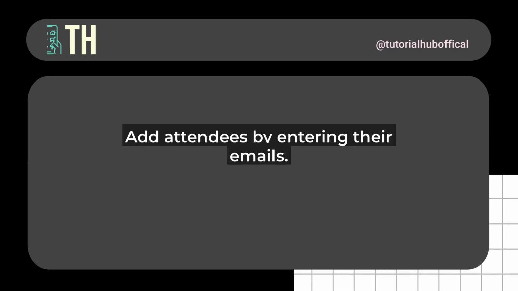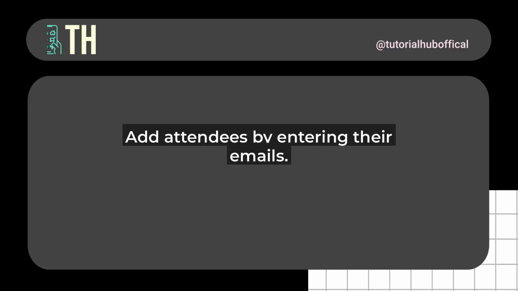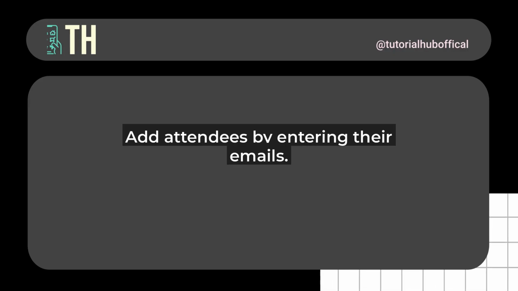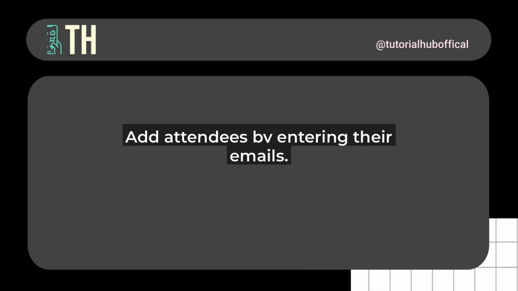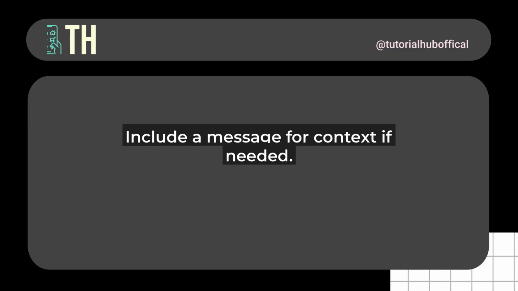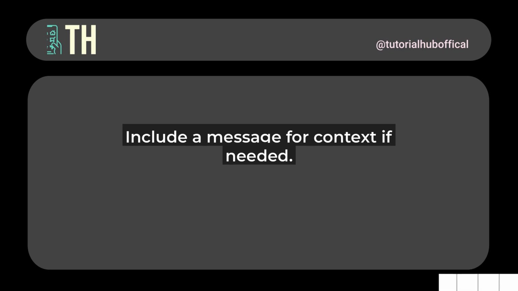Next, it's time to invite people. In the event window, find the Add Attendees or Invite Attendees field. It's often right below the basic info. Type in the email addresses of the people you want to invite. Outlook is smart. It might suggest contacts from your address book as you type. You can also add a quick message in the body of the invite to give more context, like agenda points or preparation notes. Once everything looks good, hit the Send button at the top.